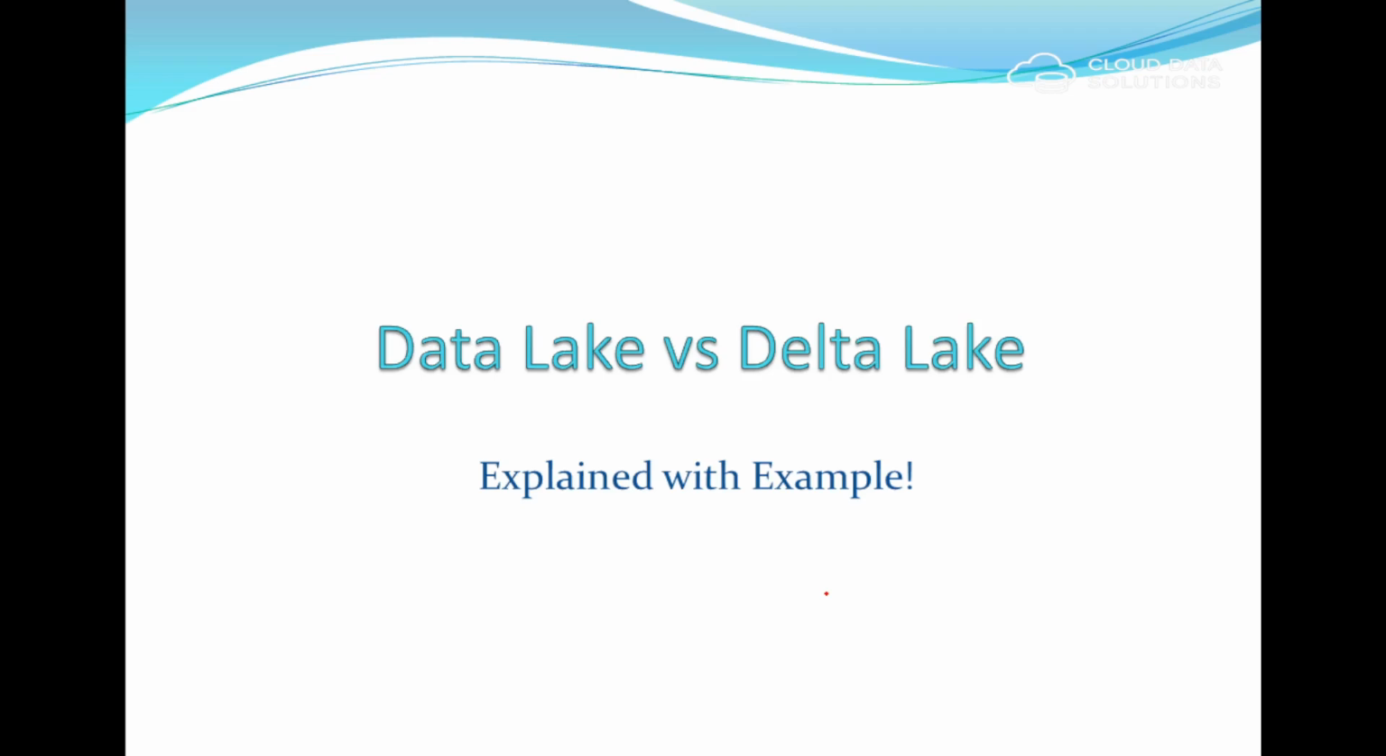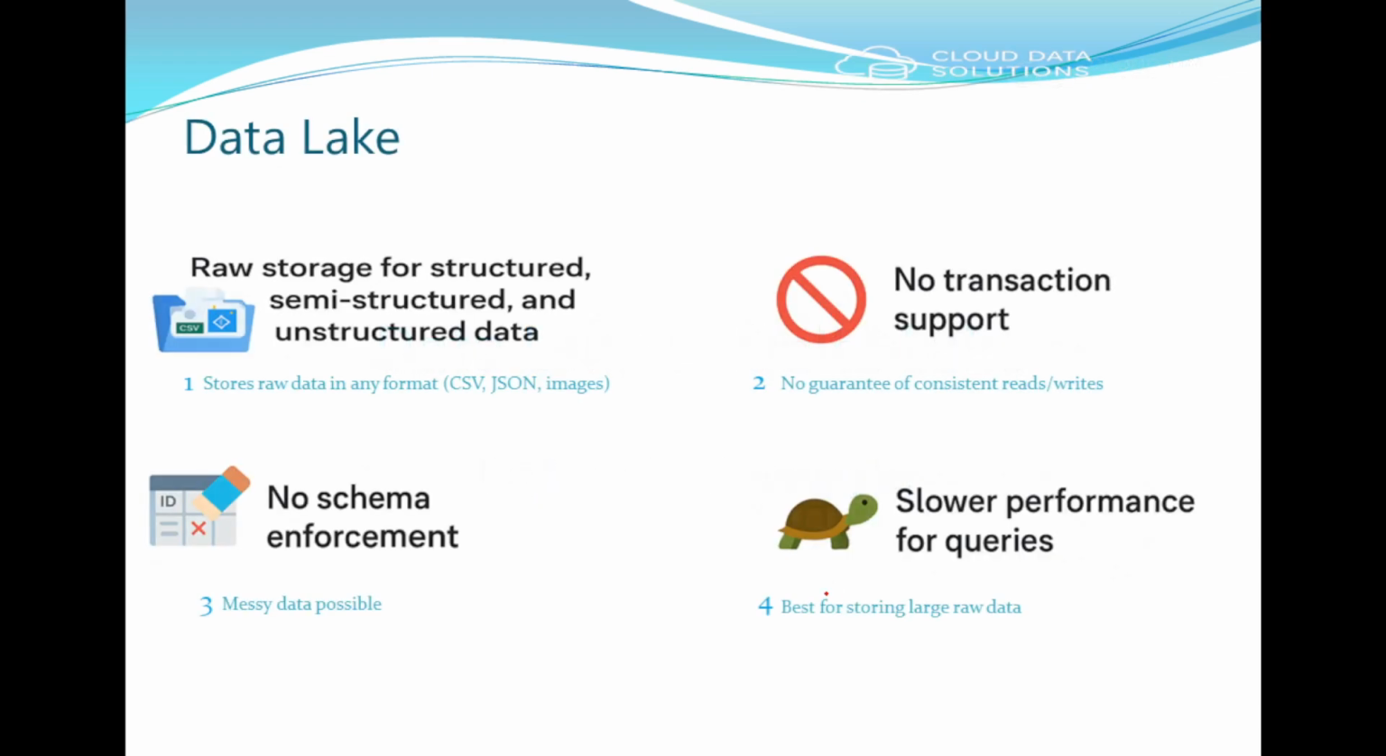Let's quickly understand the differences between a data lake and delta lake. A data lake is like a big storage pool. It holds all kinds of raw data like text, CSV, JSON, images or video files. It is very flexible, but it does not check the data quality or its structure.